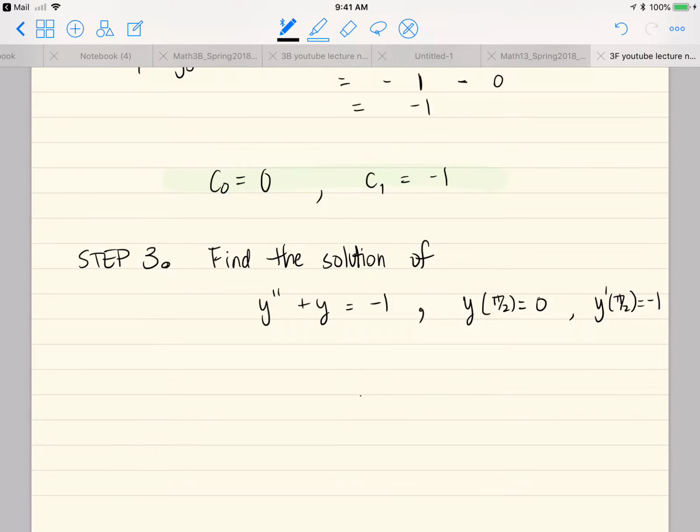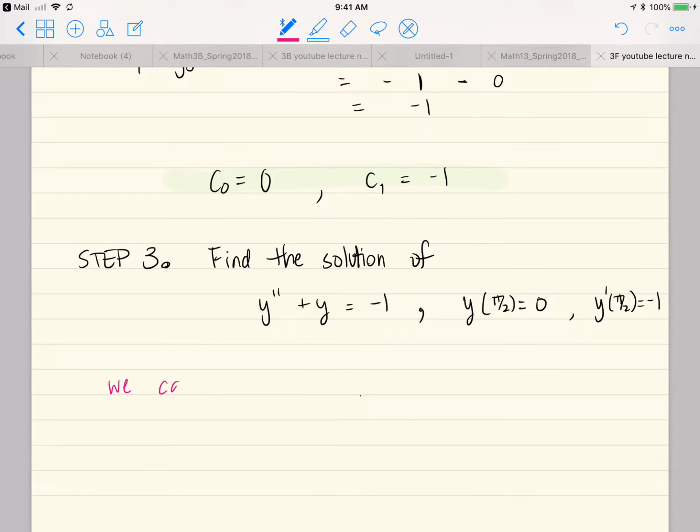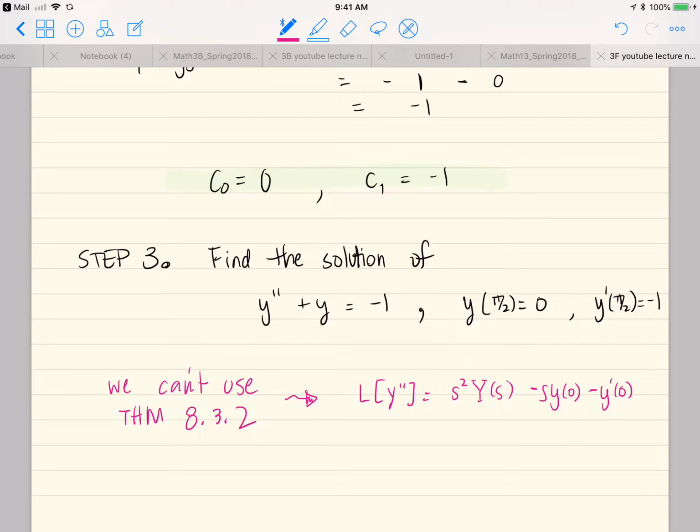Okay, so this second time, doing step 3, when we need to solve this differential equation, this initial value problem, one of the things I want to note is that we can't use Theorem 8.3.2. Originally that's what I was going to do, because that theorem gives us the Laplace transform for y double prime as s squared Y(s) minus s y(0) minus y prime(0). I think that's what it is.